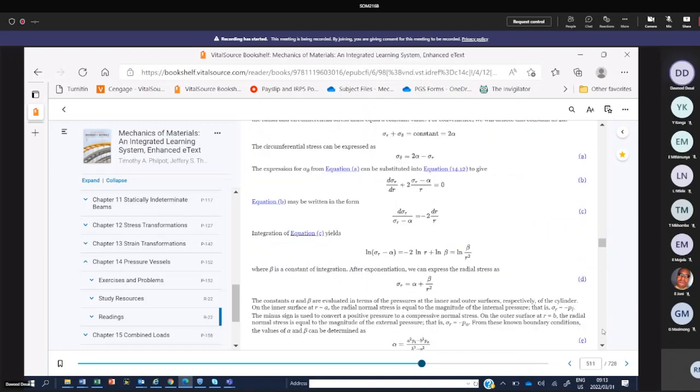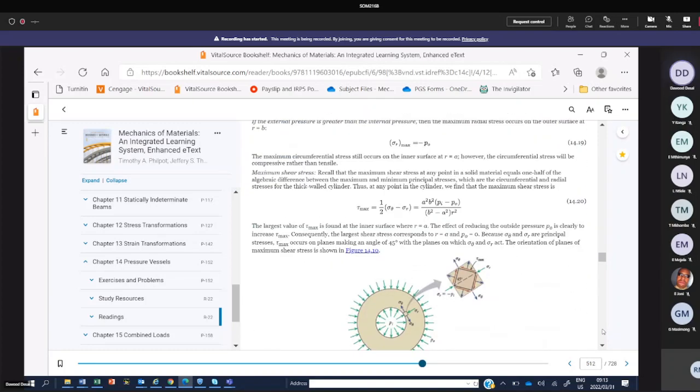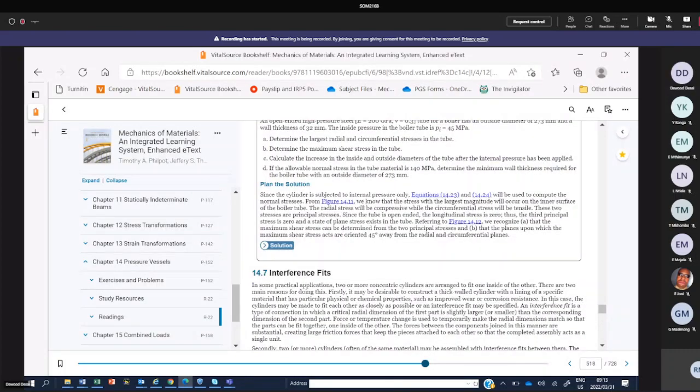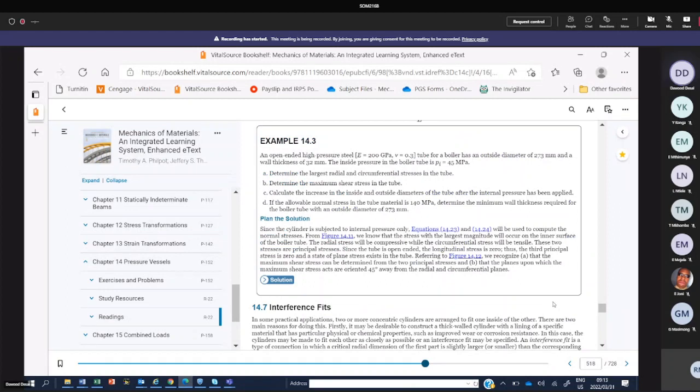Right. So there's a lot of involved work in your textbook. So don't worry about all that. You've got good guidelines of what you must do. There's an example of a boiler tube there. Example 14.3 on page 518 of your textbook. Nice example for tests and exams.